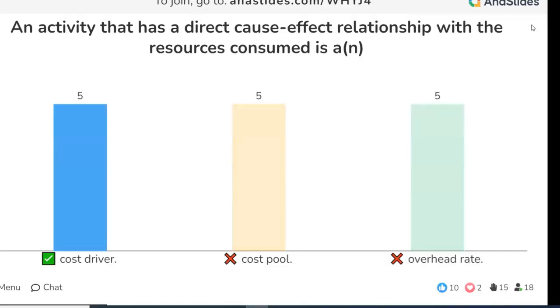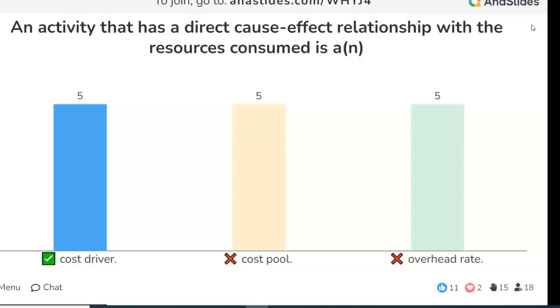Oh my goodness, you're not getting the definitions. Oh my God. Five, five, and five. Five think it's an overhead rate. There's no direct cause and effect relationship. The overhead is the resources consumed, the indirect costs.